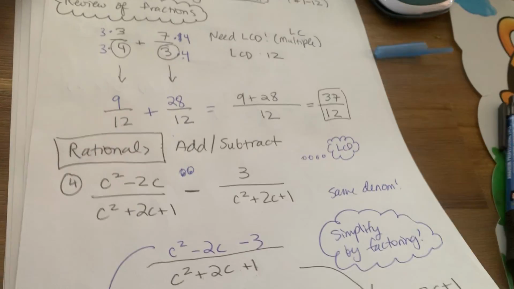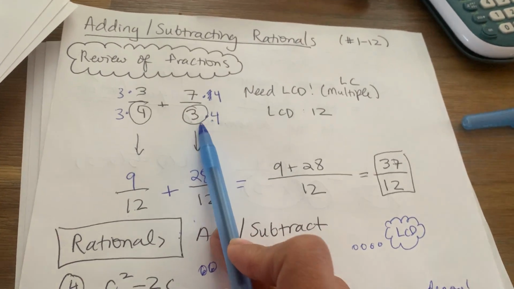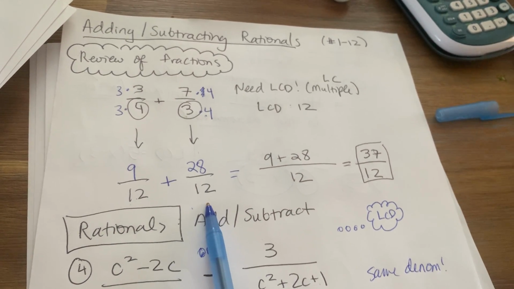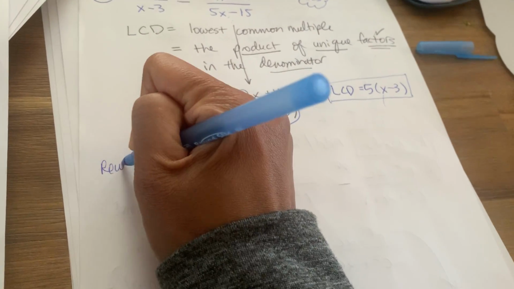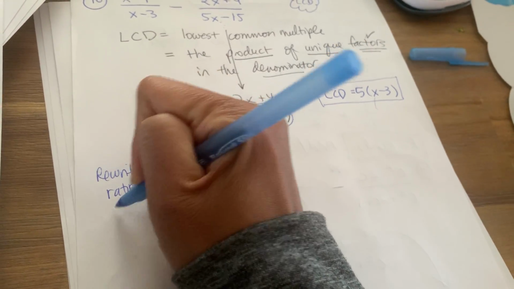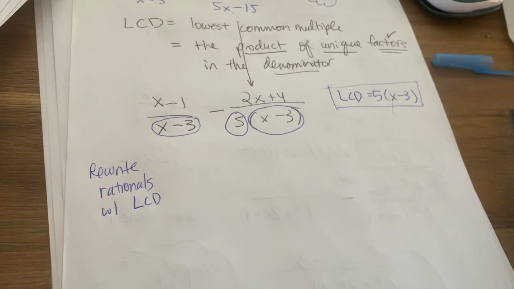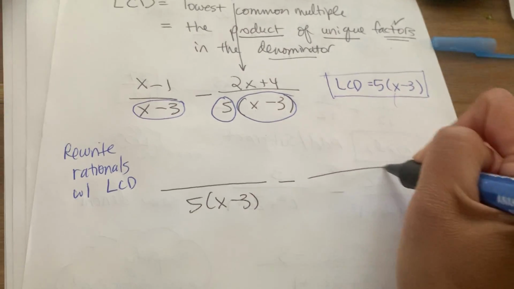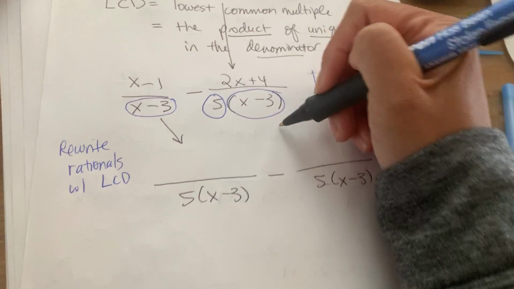Well, just like the problem we did earlier about adding and subtracting fractions, you rewrite the fractions with the lowest common denominator, right? So now I'm going to rewrite this. Rewrite the rationals with the LCD. So here, the denominator is going to be 5 times x minus 3 minus 5 times x minus 3, because that's the LCD.